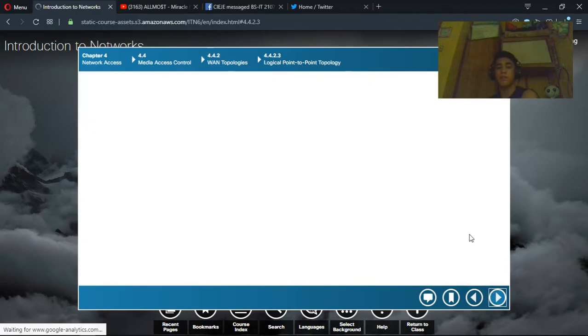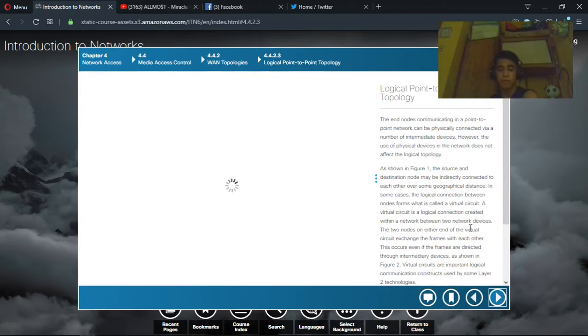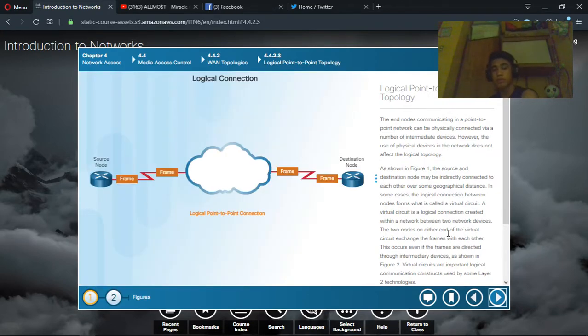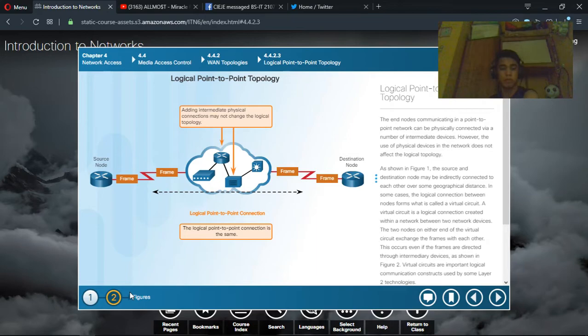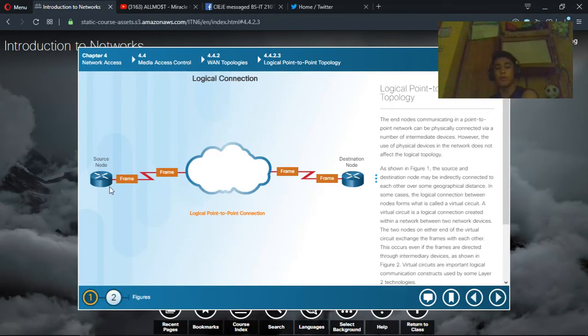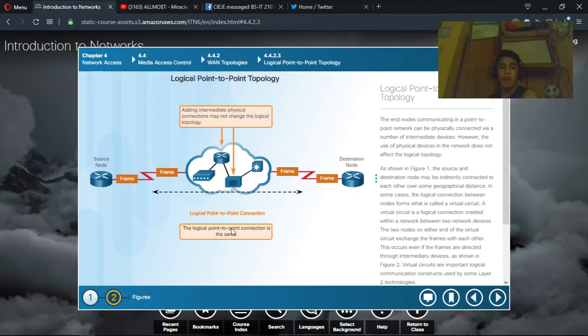Next is logical point to point topology. Okay, logical point to point topology has a source node and a destination node. But in the middle, there are different intermediary devices that the frame will pass by to reach the destination node.